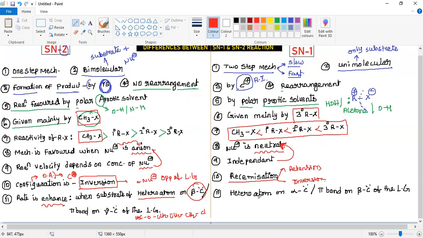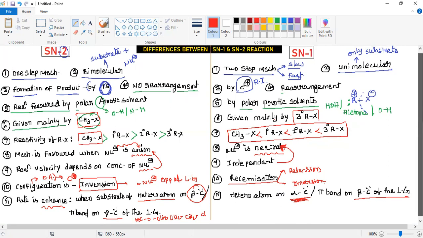Okay, next, what about over here? In SN1, once again, the rate of the reaction enhances at what time? Whenever the heteroatom is present on the alpha carbon, and the pi bond is present on the beta carbon of the leaving group. ఇక్కడ హెటెరో ఆటమ్ బీటా కార్బన్ మీద, SN1 లో ఆల్ఫా కార్బన్ మీద. ఇక్కడ పై బాండ్ గామా కార్బన్ ఆఫ్ ద లీవింగ్ గ్రూప్ మీద, ఇక్కడ బీటా కార్బన్ మీద ఉండాలి. Then that reaction enhances.